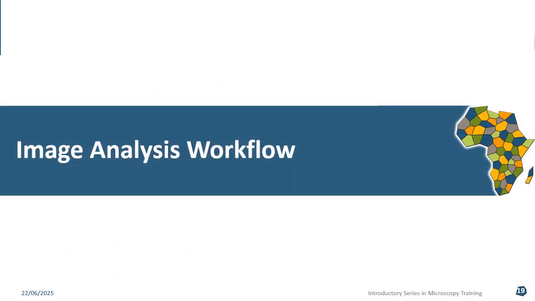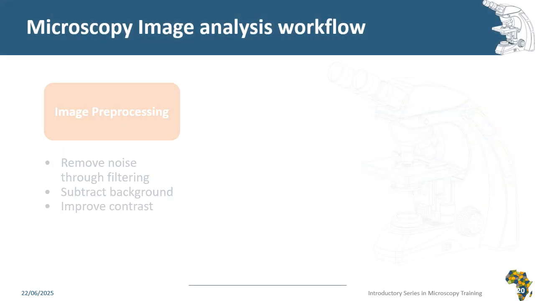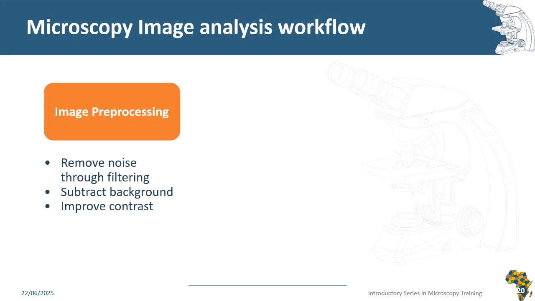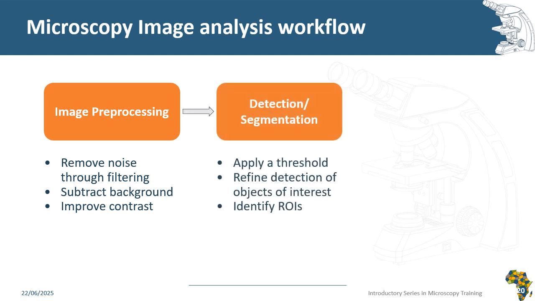Now we will talk a little bit about the usual image analysis workflow. So the first thing you usually do, considering the goal of your biological experiment and the reason why you are acquiring your images, is some preprocessing. Image preprocessing is a set of algorithms to remove noise, to subtract background, and to improve the contrast. Usually, this is done to have a better detection, a better so-called segmentation.